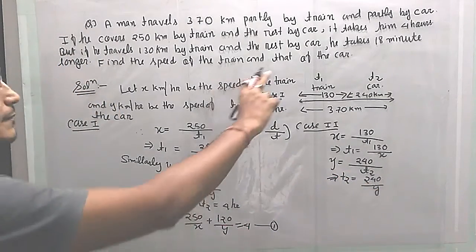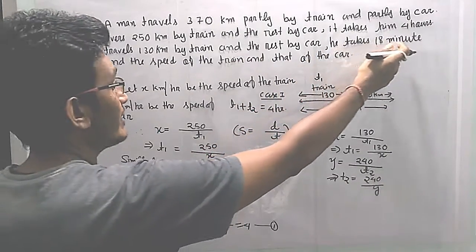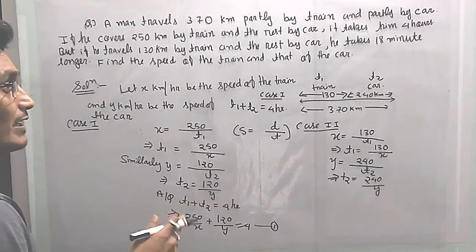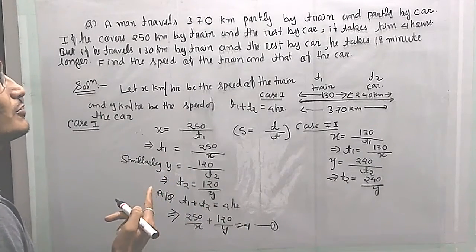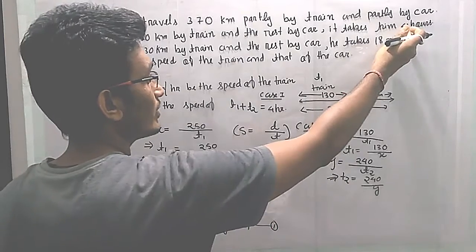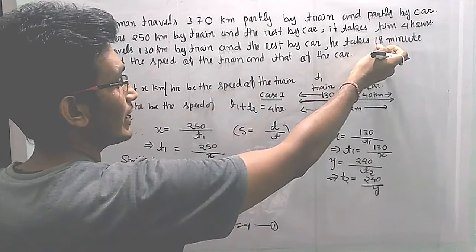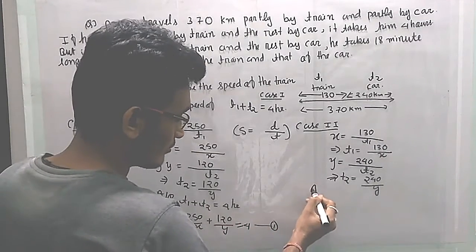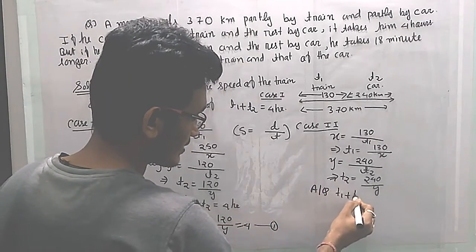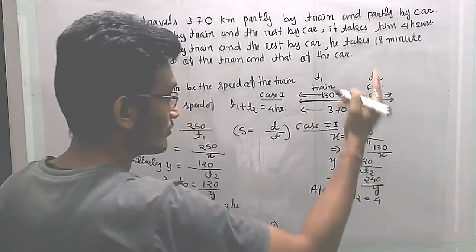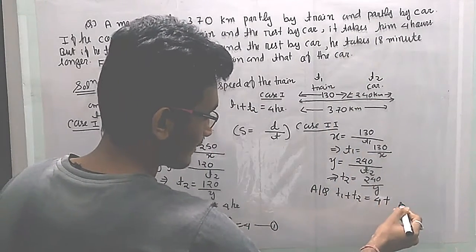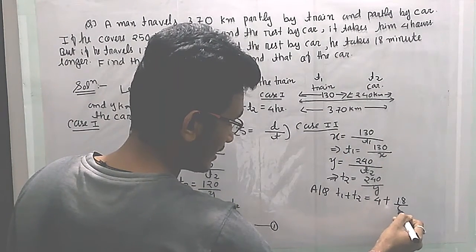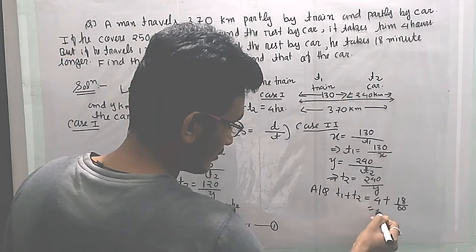Now let's move to the line. He takes 18 minutes longer. 18 minutes longer means initially the time taken in case number 1 to travel the whole distance is 4 hours. But in case number 2, it will take 18 minutes more. Longer means 18 minutes more. So according to the question, 18 minutes more means T1 plus T2 is 4 plus 18 minutes. So 18 minutes we need to convert into hours. So 4 plus 18 by 60.